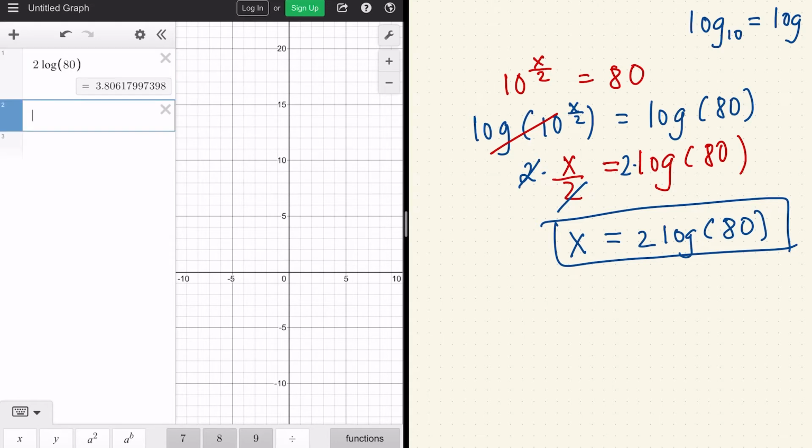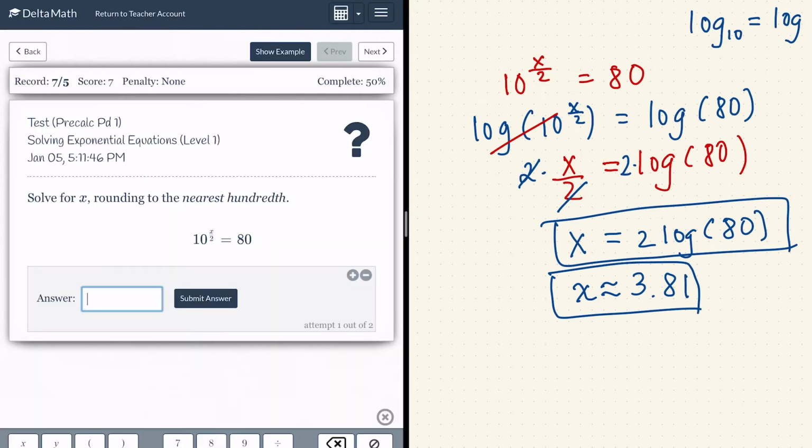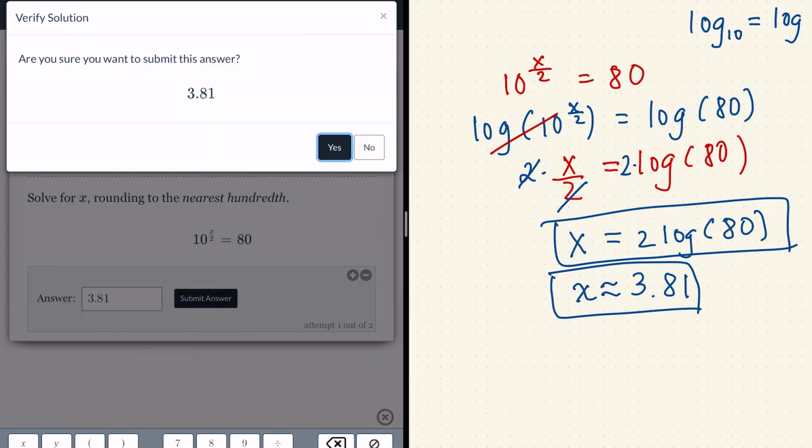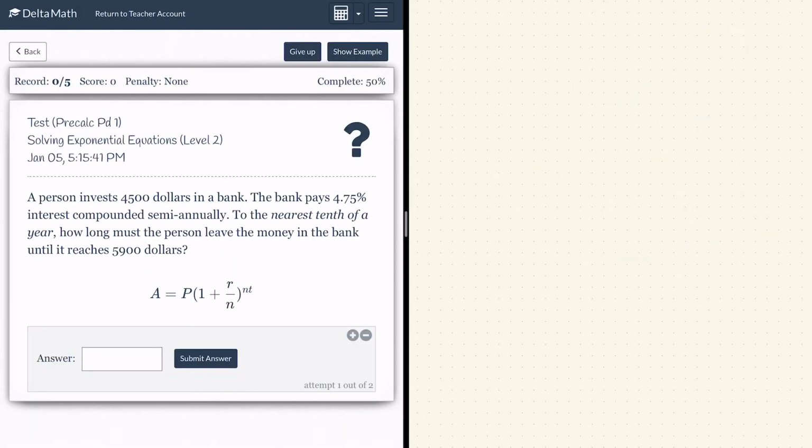We get x is approximately 3.8. However, the number to the right of the 8 is a 6. And because 6 is greater than or equal to 5, we need to round up. So it would be 3.81 approximately. 3.81. Press enter, press yes. Dollars.